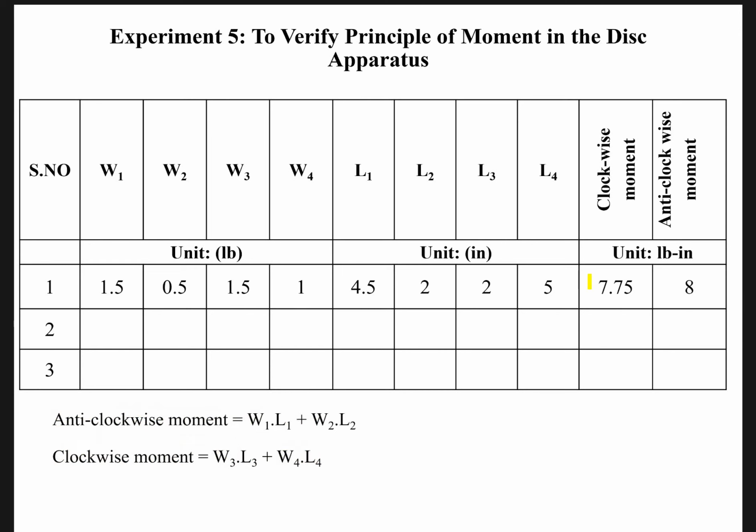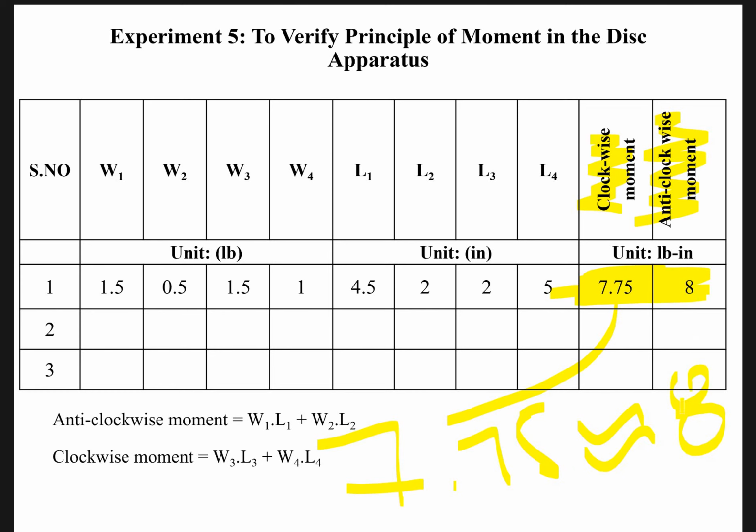So the values come up to be 7.75 pound-inch for the clockwise moments and 8 for the anti-clockwise moments, which means that if you round this value to the nearest, you'll be getting 8. So both these values are matching, verifying the principle of moments. So hence your principle of moments has been verified using the disc apparatus.